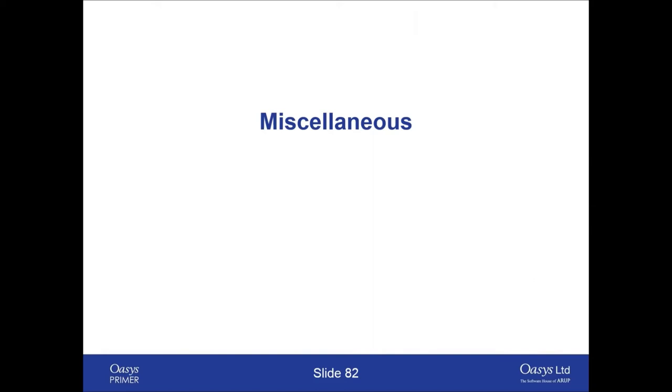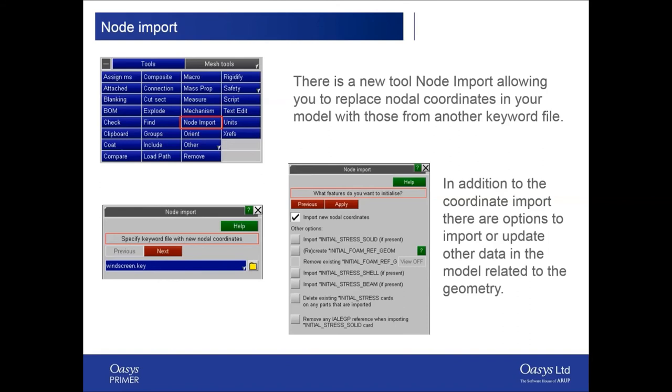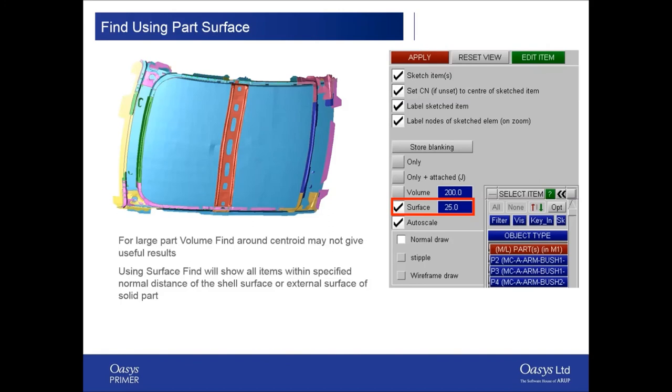A few miscellaneous things. There's a new general node import function. This allows you to just import nodes from one model to another, nodal coordinate information. In the Find panel, there was the ability to put a volume around a particular entity and see what's in that volume. That's useful for small things in a big model, but when looking at large items, for example this roof panel here, you want to see what's within a particular distance of the whole surface. So there's a new surface option in Find which allows you to do that.